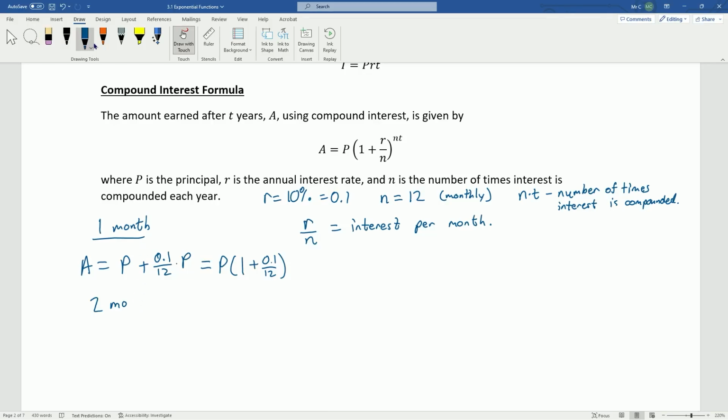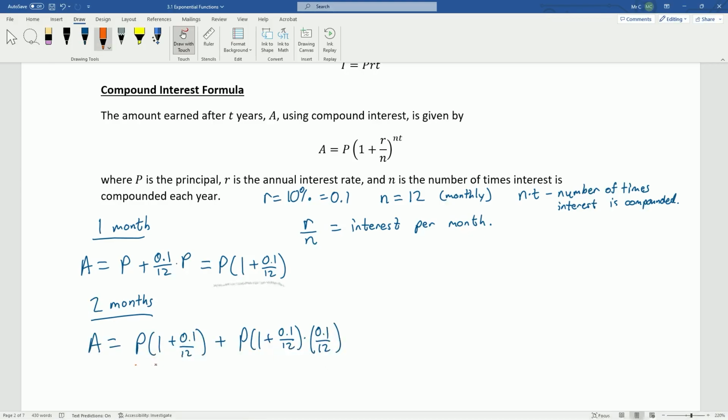Now what happens at the end of 2 months? So 2 months goes by, your bank has to pay you some more interest. Now you've already got this amount in, right? The first month has passed. For this next month, you've had this amount in the whole time, which was P times (1 plus 0.1 over 12). And now the bank says, hey, we're going to give you interest again, but the interest we're going to give you is going to be on the new amount that you've had for this whole month. So we're going to take that new amount and multiply it by 0.1 over 12.